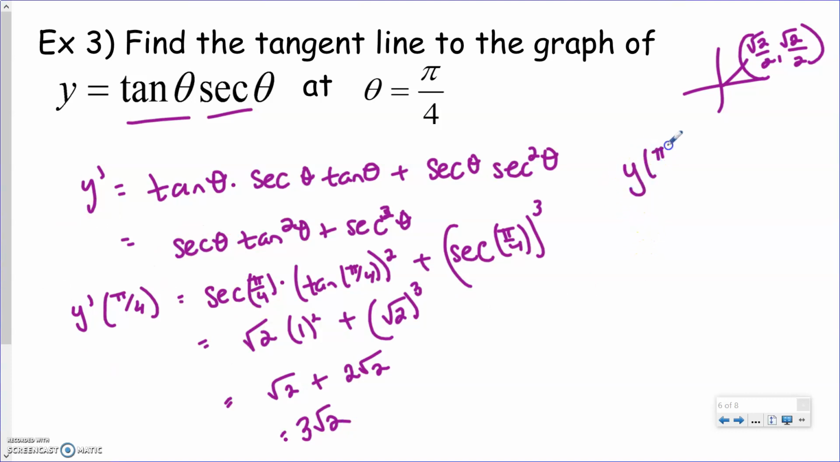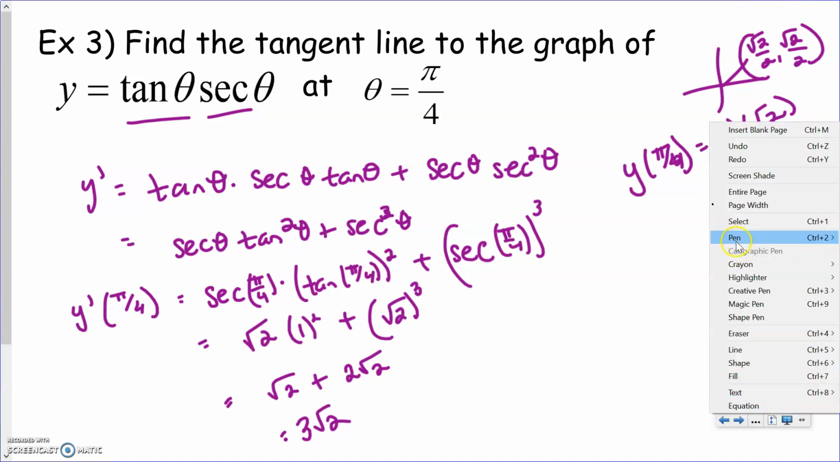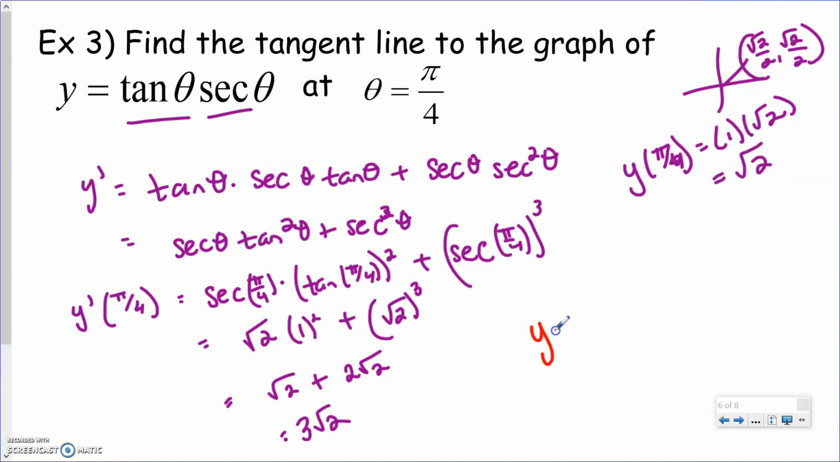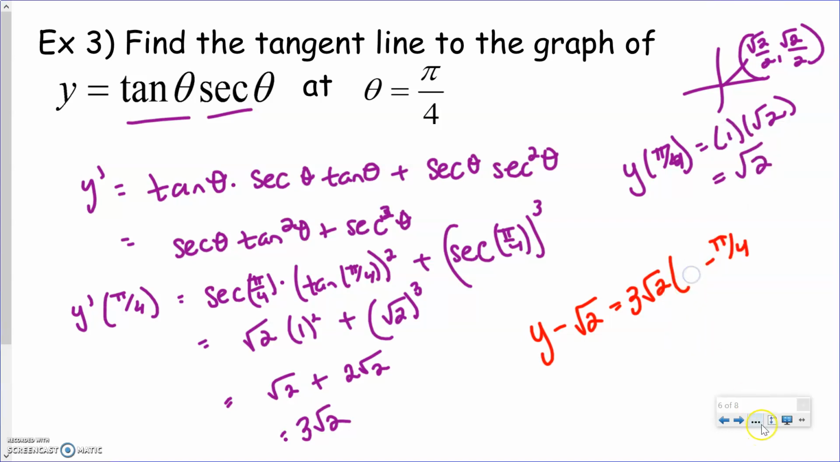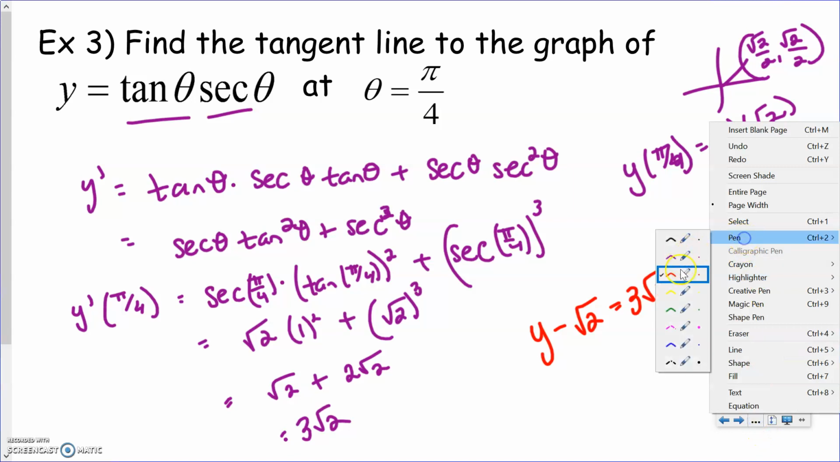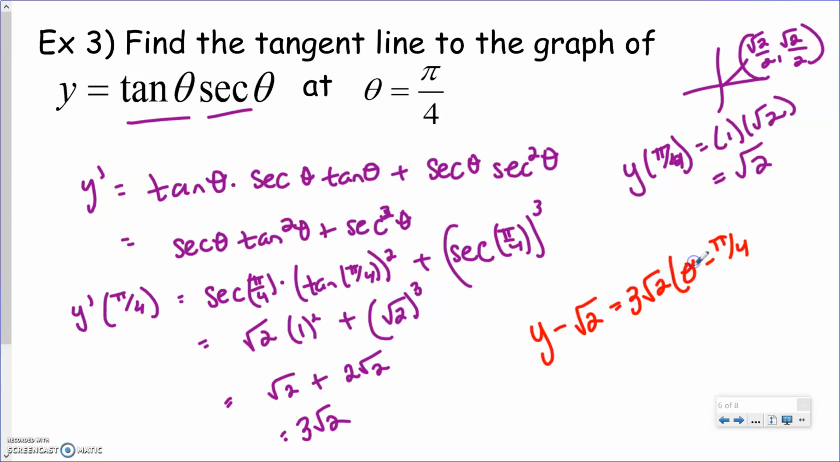Our actual function at that point, since we need to write the tangent line, is going to be 1 times the square root of 2, which is the square root of 2. So our actual tangent line here is y minus the square root of 2 equals 3 square root of 2 times x minus pi over 4. And actually, I'm not going to use x, I'm going to use theta. Okay, so here's our tangent line.